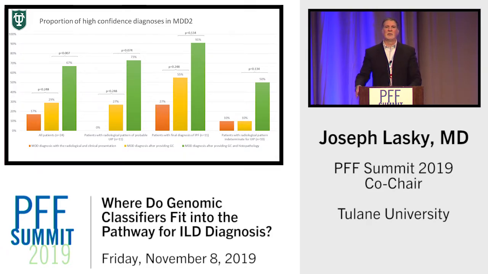So what was different between these two MDDs? One of the things that was different between them was they had a pathologist in MDD2 that just said it's UIP, whereas the pathologist in MDD1 said, this is difficult UIP, or this possibly may be UIP, and so it was that interpretation that we were getting from the pathologist that was affecting that in some way.